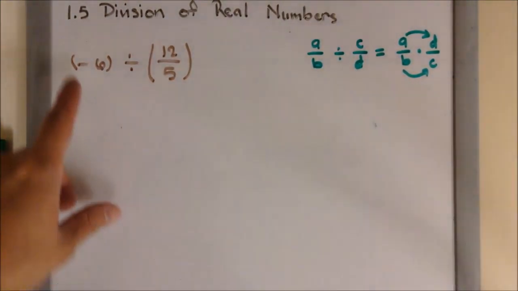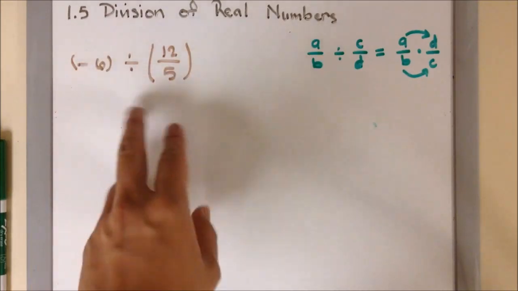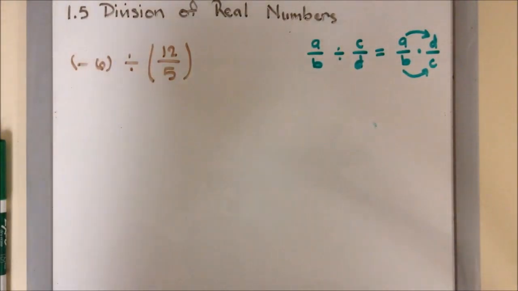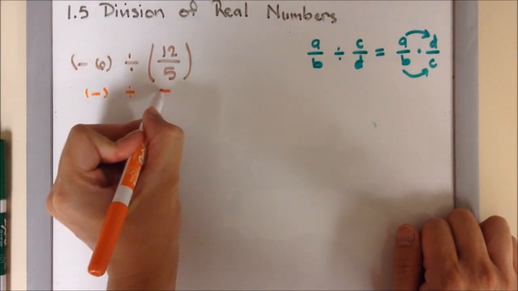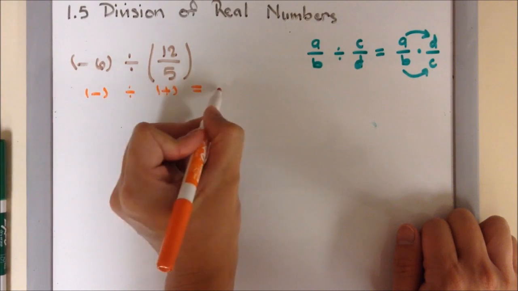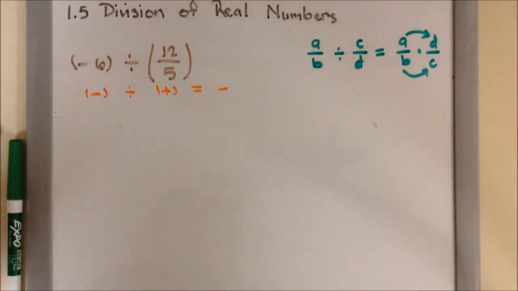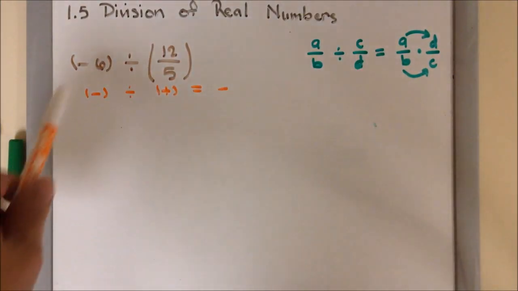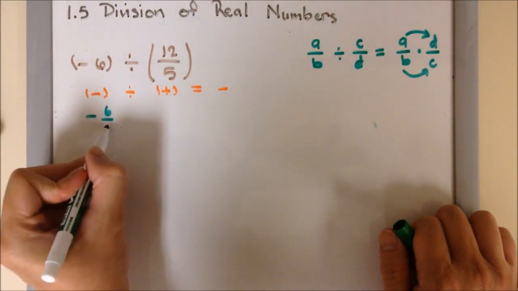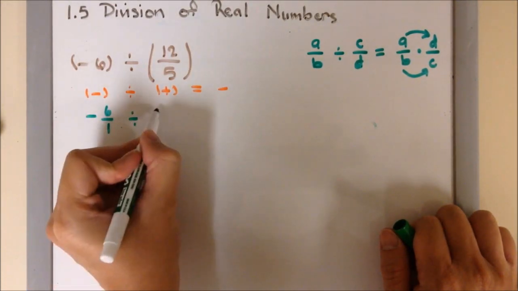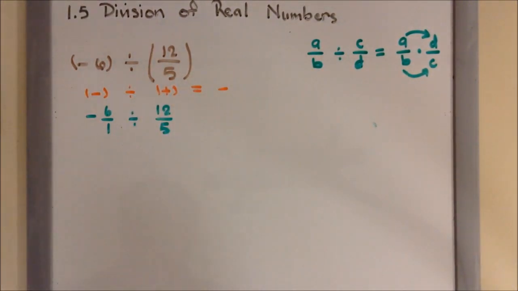In our fourth example, we have negative 6 divided by 12 over 5. So a whole number with a fraction. So first I'm going to check the sign. Negative divided by positive will equal negative. So our final answer should be negative. Next, I'm going to rewrite it where negative 6 is a fraction. So negative 6 over 1 divided by 12 over 5. So now I have two fractions. No more whole numbers.